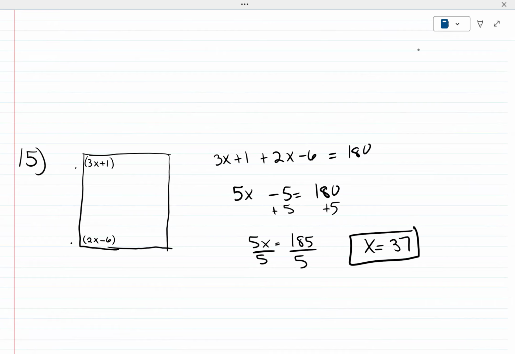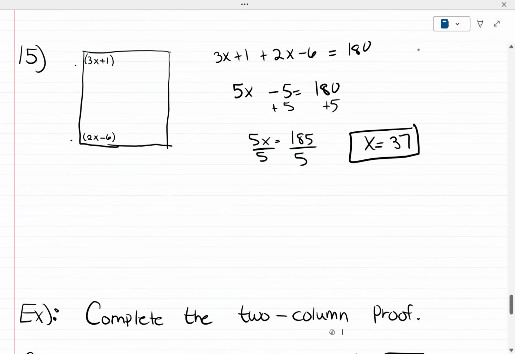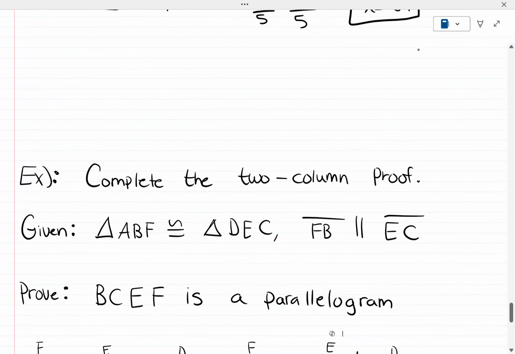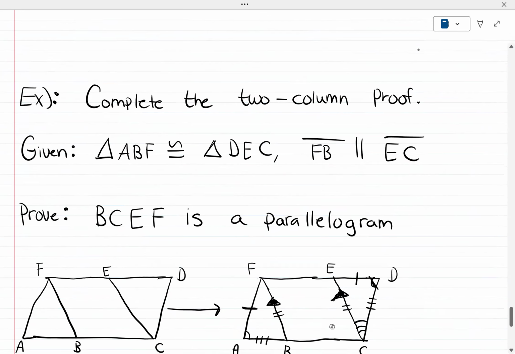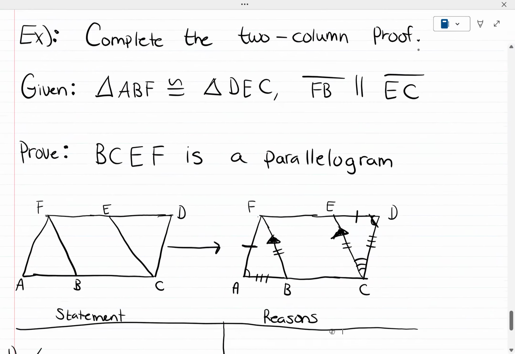Okay, now you should do a proof. So let's finish off this video with a two-column proof. So it says complete the two-column proof given that triangle ABF is congruent to triangle DEC and length FB is parallel to length EC. Prove that BCEF is a parallelogram. So I kind of drew the image.